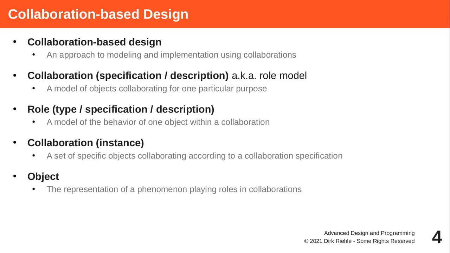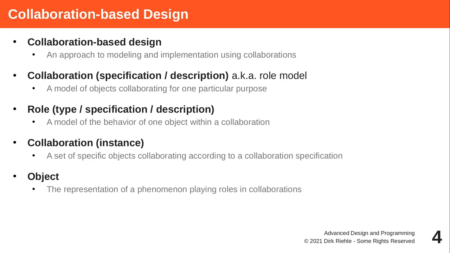Within such a description of collaboration, for example, a parent-child object relationship in a tree structure, we will talk about the roles. So the superior object will play the parent role and the subordinate object will play the child role. These are the roles, and together with the interaction between parent role and child role, we are describing the actual collaboration. So the collaboration specification or the role model is the combination of the description of the roles each participant in the collaboration plays, and then how they actually interact with each other.